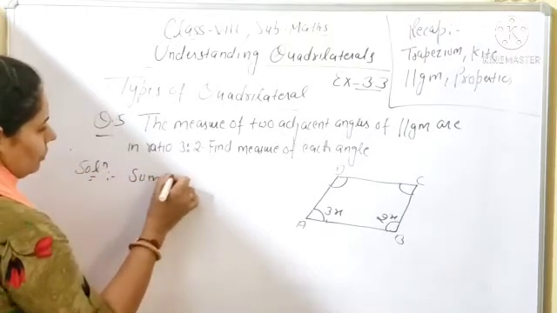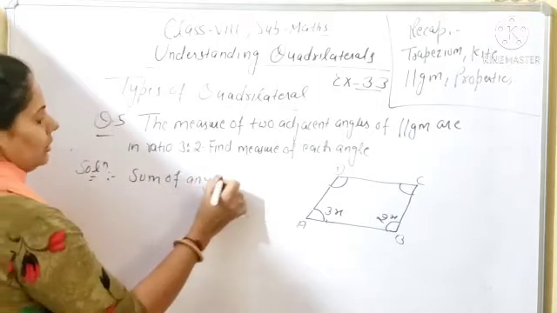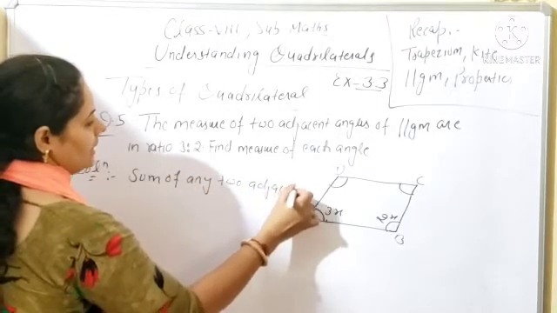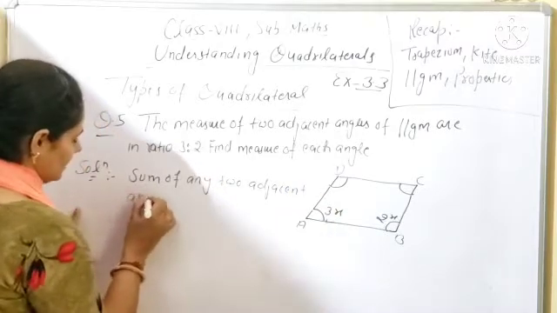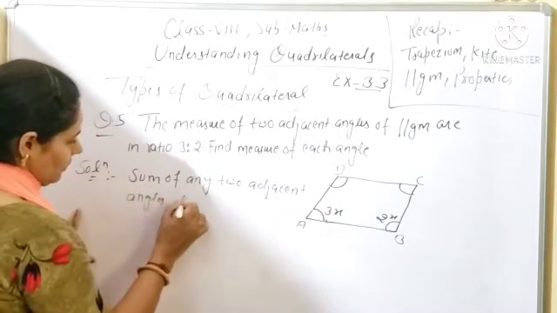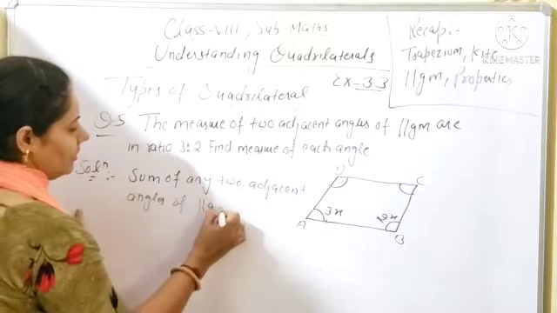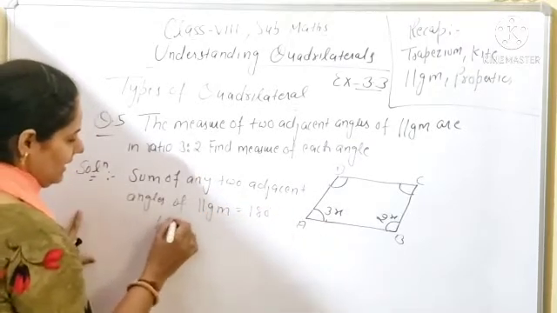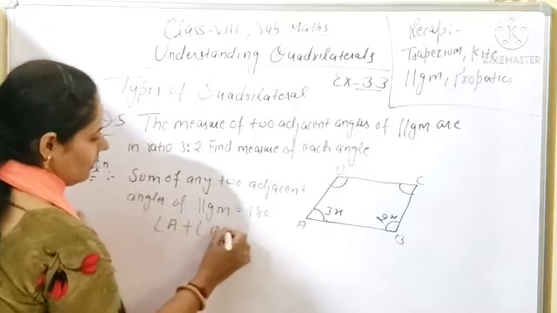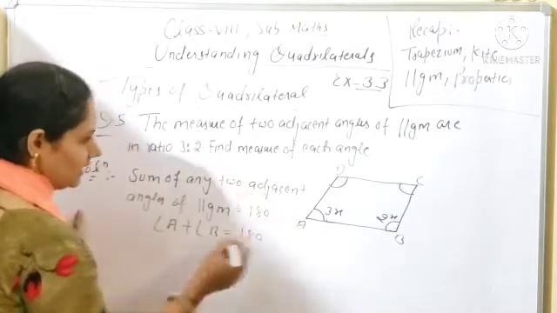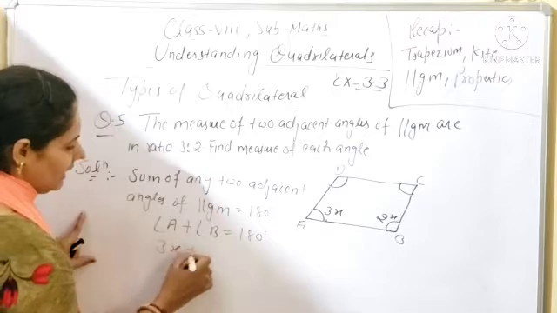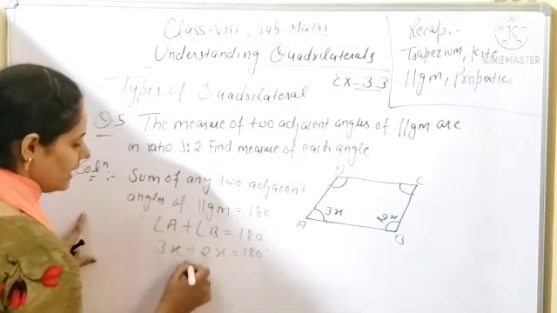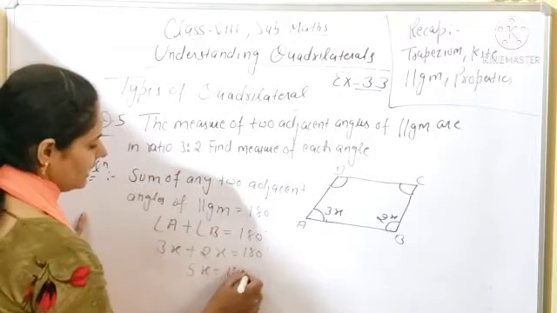Sum of any two adjacent angles of a parallelogram will be equal to 180 degrees. So adjacent angles, you have taken angle A plus angle B will be equal to 180 degrees. So what are the angle A and B? 3x and 2x is equal to 180 degrees. So 3x plus 2x, it will be 5x is equal to 180 degrees.